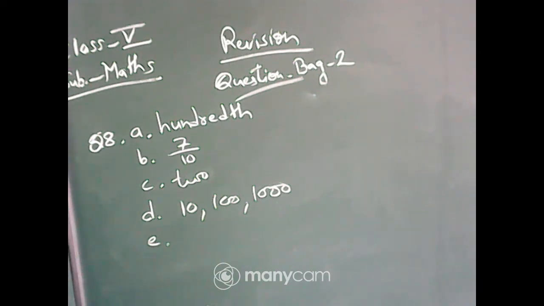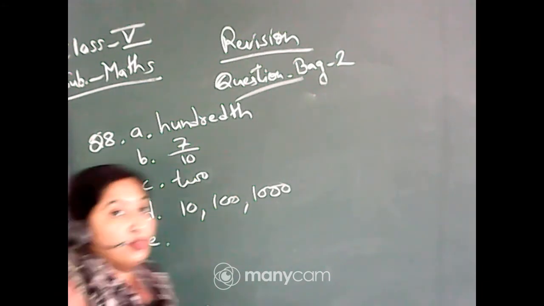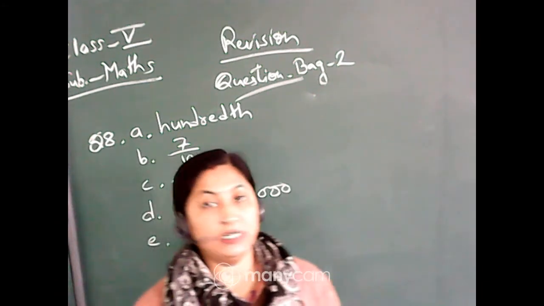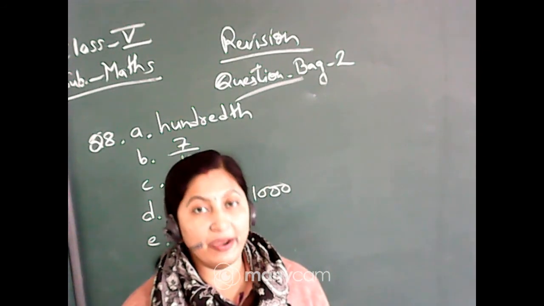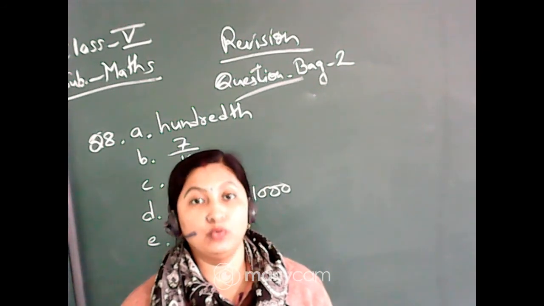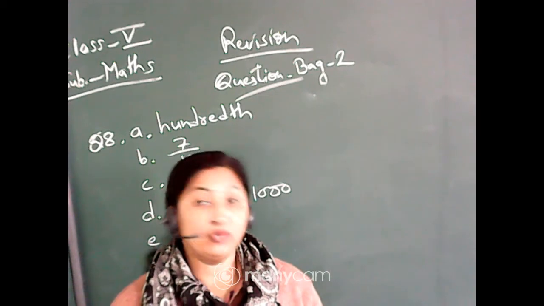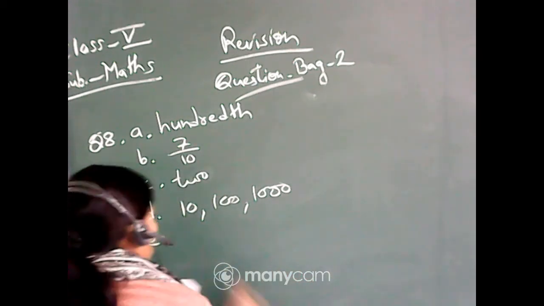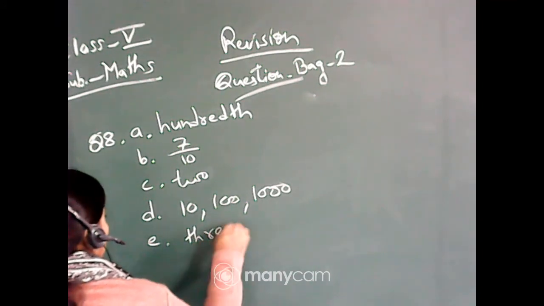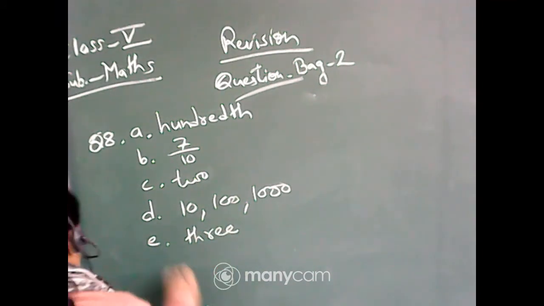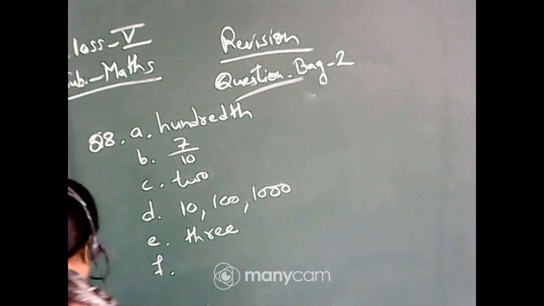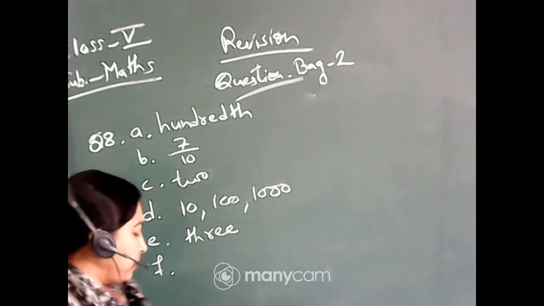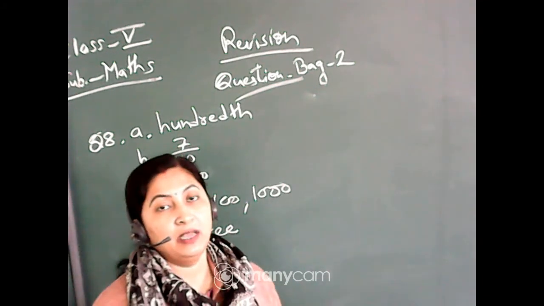The decimal number 3.000 has dash decimal places. 3.000, that means after the point, first one is the 10th, second is the 100th, and third is the 1000th. That means it has 3 decimal places, because 3.000 means it is in the third place. So you will write 3.